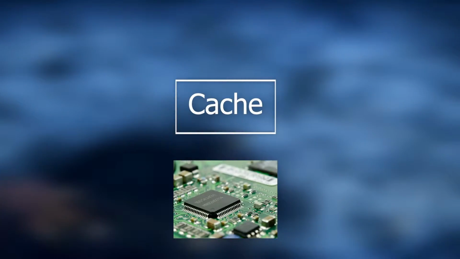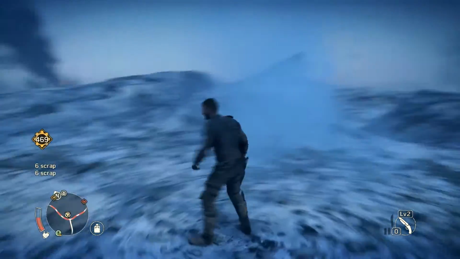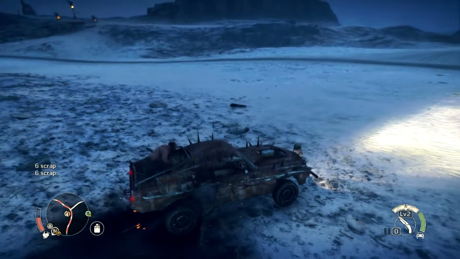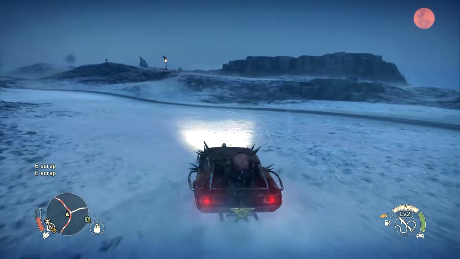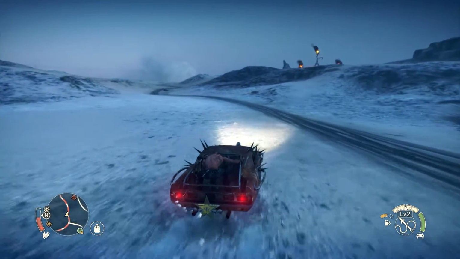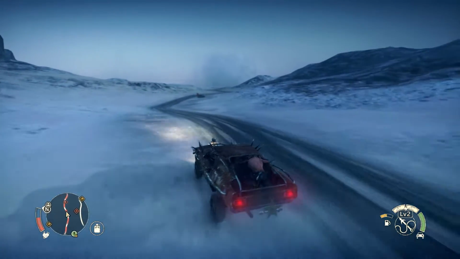Now, I'm sure you'll remember cache if you watched my last video about the CPU, but for those who haven't, here's a little rundown. Cache is temporary memory that stores and feeds information into the processing unit, in this case the graphics card. There are generally 3 types of cache: L1 cache, which is the fastest, L2 cache, which is the second fastest, and L3 cache, which is the slowest.